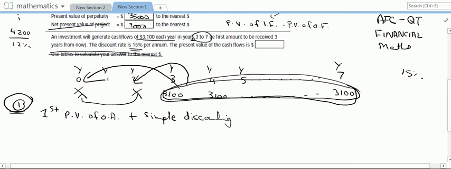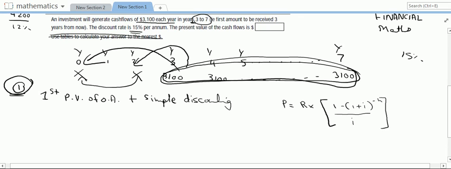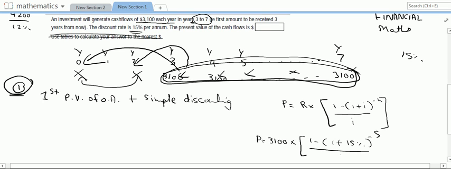Let us solve this by the first method. We know that P, the present value of an ordinary annuity, is R into 1 minus 1 plus i power minus n, upon i. Now P is equal to 3100 multiplied by 1 minus 1 plus the discount rate of 15% power minus how much? The number of payments: 1, 2, 3, 4 and 5. We have 5 payments, year 3, year 4, year 5, year 6 and year 7. Power minus 5, divided by 15%.